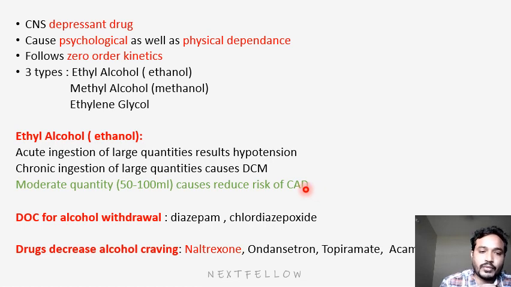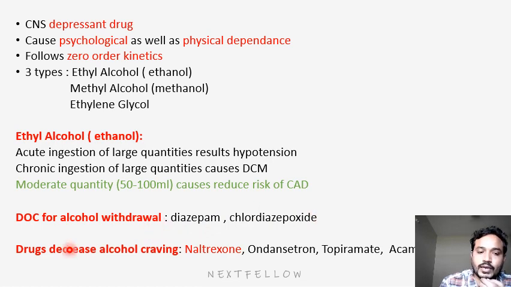Here the main important MCQ will be the drug of choice for alcohol withdrawal. What is alcohol withdrawal? If an alcohol dependent patient, whether psychological or physical dependence, does not consume alcohol within 24 hours, the patient will have symptoms like delirium, tremors and hallucinations. This is known as alcohol withdrawal. So how do you control all those things? By giving diazepam and chlordiazepoxide.